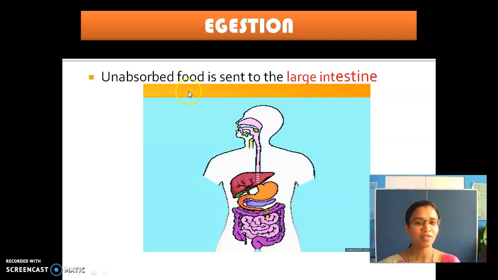Okay. So the unabsorbed food. The food which is digested and absorbed is sent to the body for the purpose of obtaining energy. So what happens to the unabsorbed food? It is sent out from the small intestine. You are able to see here, right? So the unabsorbed food from the small intestine enters into the large intestine. See here. And it is sent out as solid waste.